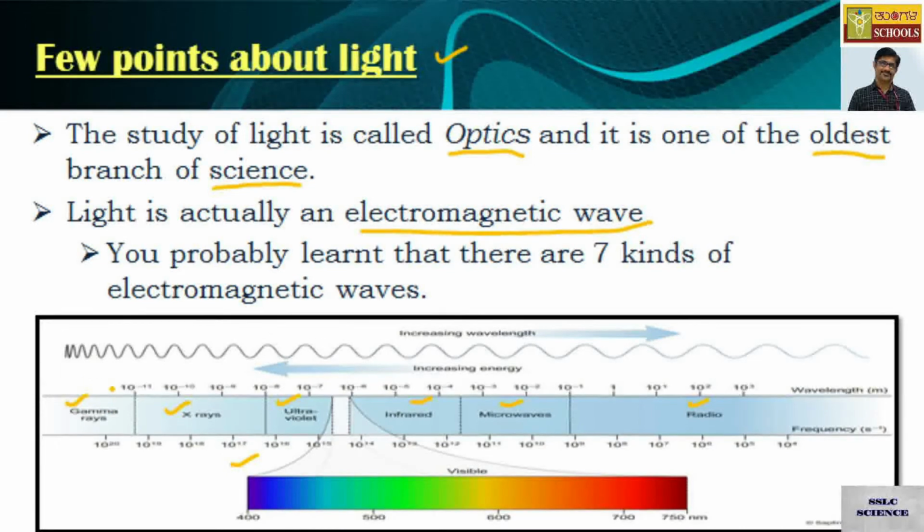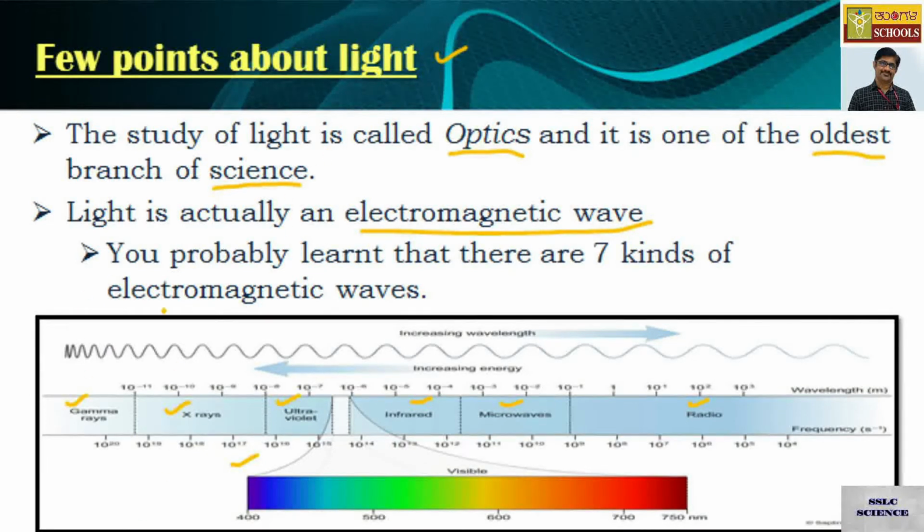For gamma rays, we have the highest frequency, therefore lower wavelength, and for radio waves, energy is low or frequency is low, and wavelength is high. So this is the electromagnetic wave.